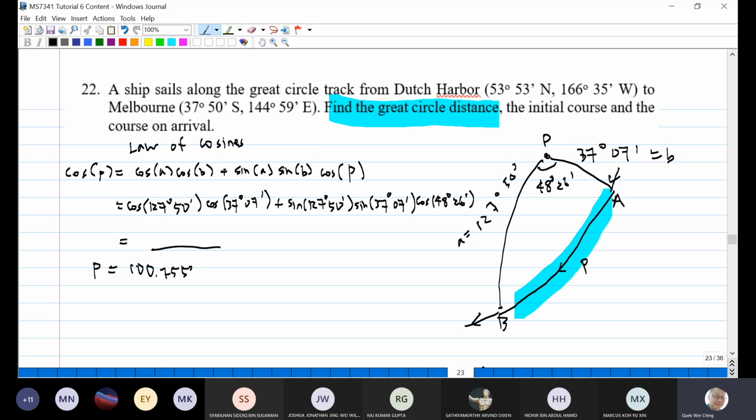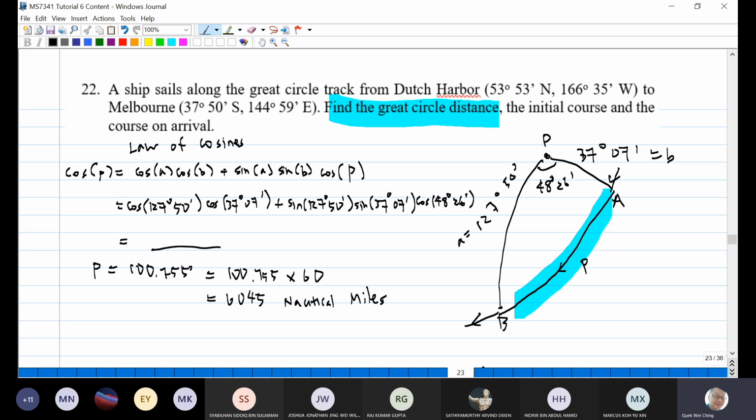Okay, so how much is that? You multiply by 60, since you want to find nautical miles. So 100.755 times 60 nautical miles, you get 6045. So this is the distance between A and B.